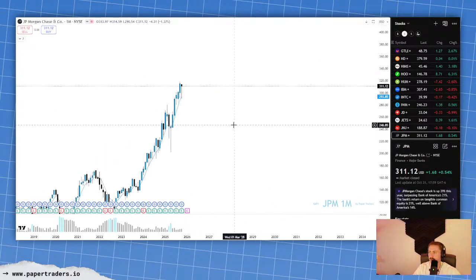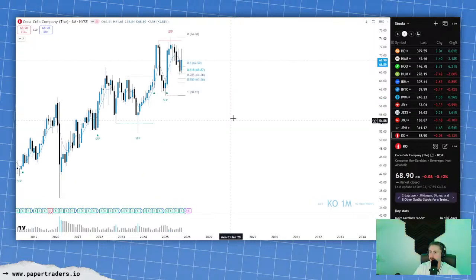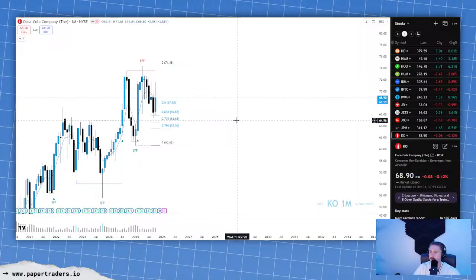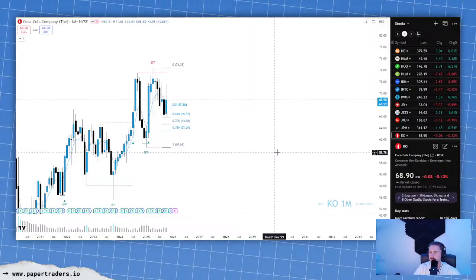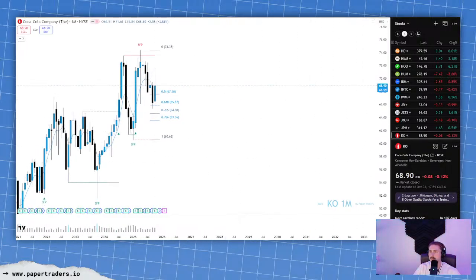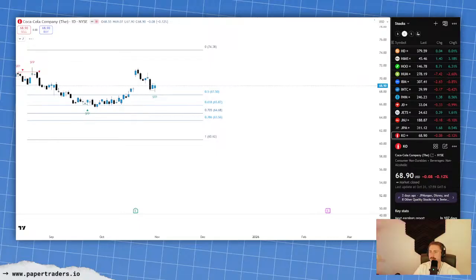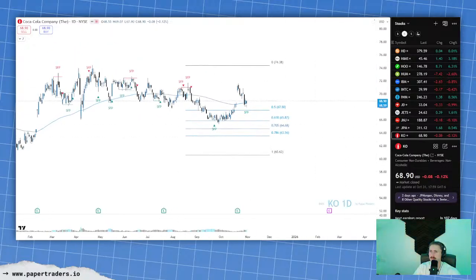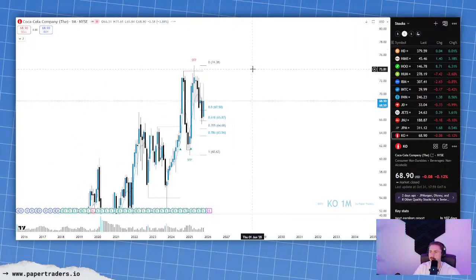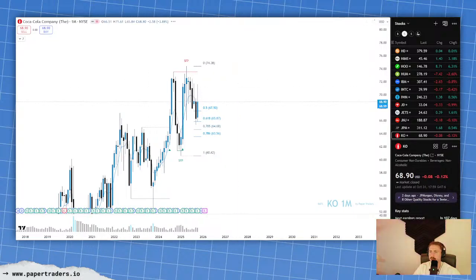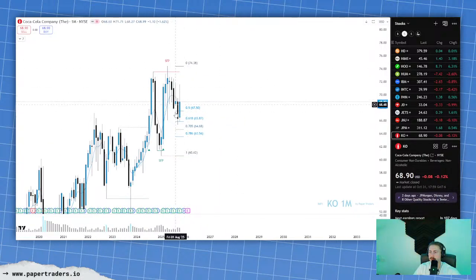JP Morgan. Continuation. Coke. 3 month could not get above that previous 3 month close. I think Coke could be a short. Yeah, after that sweep too. Daily SFP is good. Monthly is tap up the FVG, but we're still pretty much inside the monthly body. Or the weekly is inside, monthly is. There's a chance that we sweep these lows on Coke.